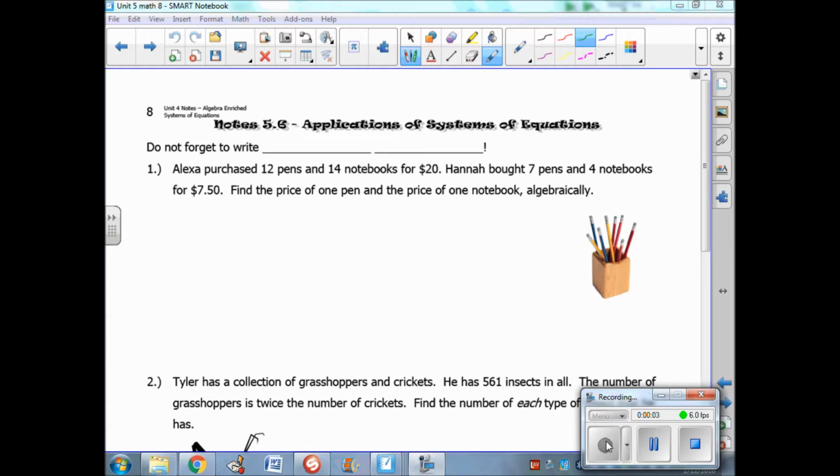Notes 5.6, applications of systems of equations. So before we dive into this, they're word problems. And systems of equations we've already been doing for quite some time now. Now we're just making them word problems.